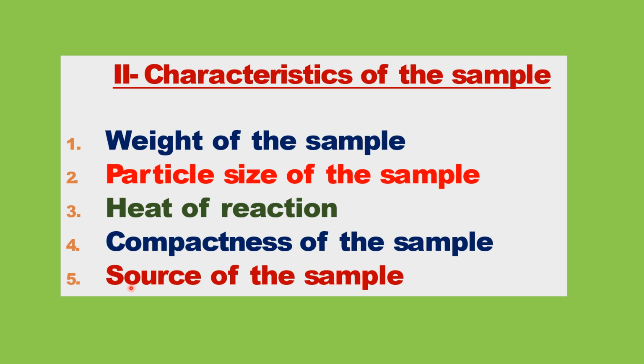It also depends on the source of the sample. For example, you can prepare the compound calcium carbonate through two different methods. The sample characteristics will also affect the result. The same calcium carbonate obtained through two different synthetic methods will give different thermogravimetry. Please see that.